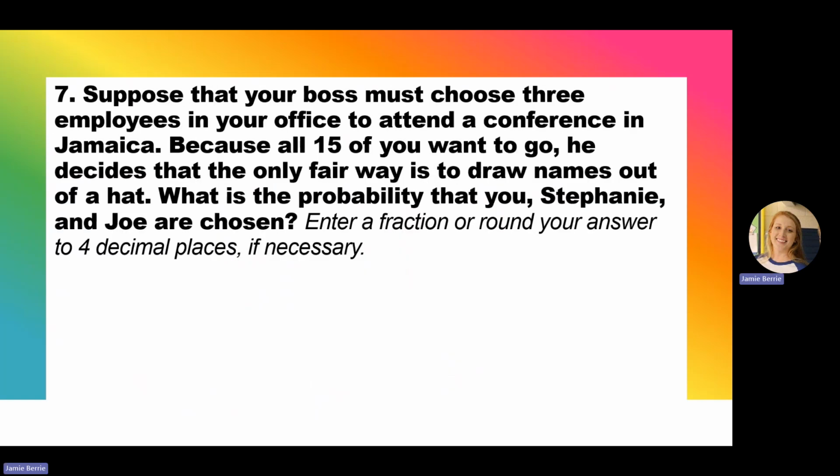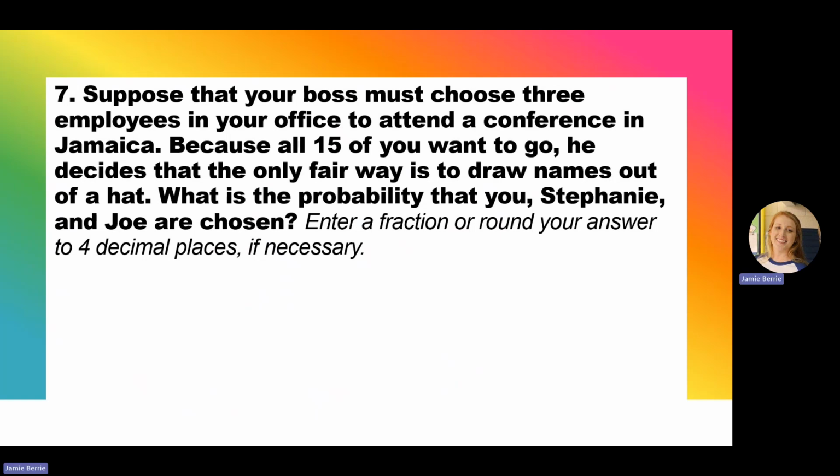All right, and then our last one is the one where we're going to have to decide if we're going to do a combination or permutation. It says, suppose that your boss is going to be choosing 3 employees in your office to attend a conference in Jamaica. Because all 15 of you want to go, he decides that the only fair way is to draw names out of a hat.